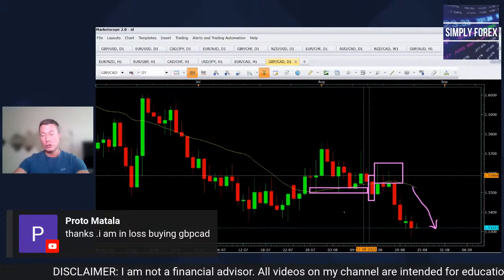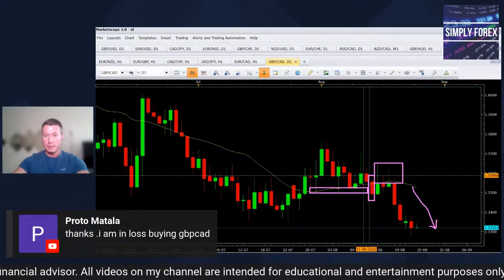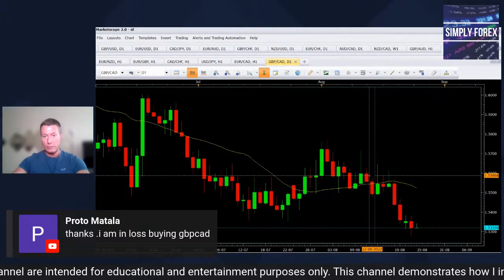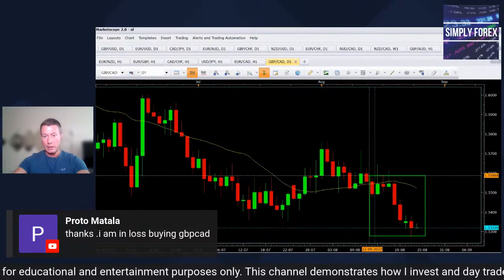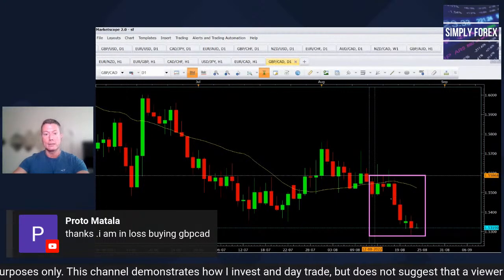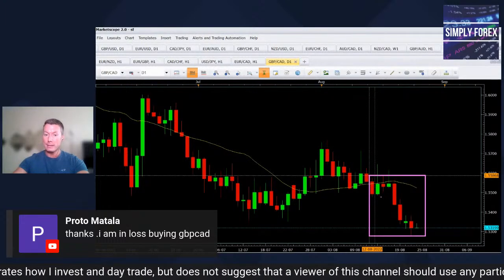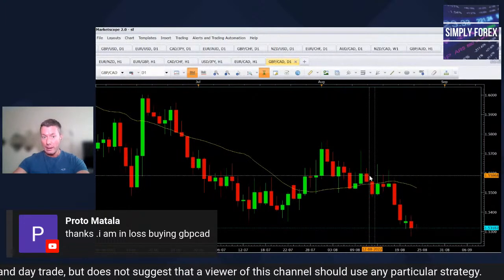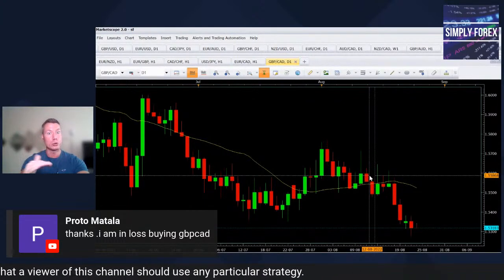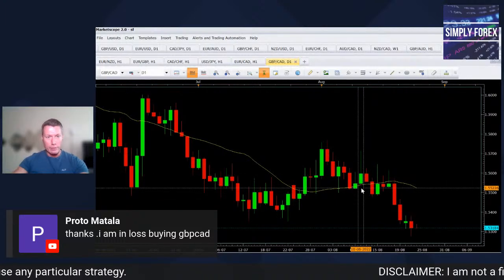So the structure, first of all, does not tell me to buy. So you have to be wary of that. Ever since this candle formed here, for the last 10 days, I've been looking for shorts and only shorts. But if you are in a buy, Proto, please listen to my trade ideas. You would be shorting this pair and making money.